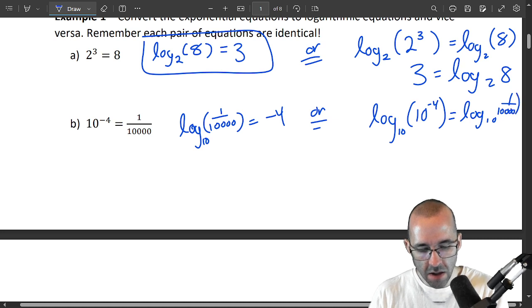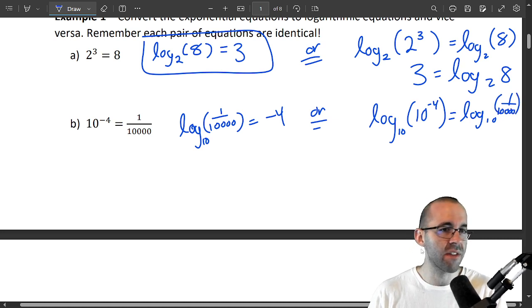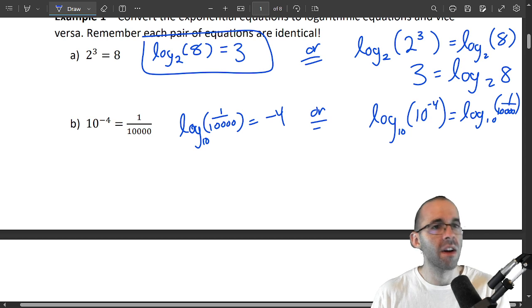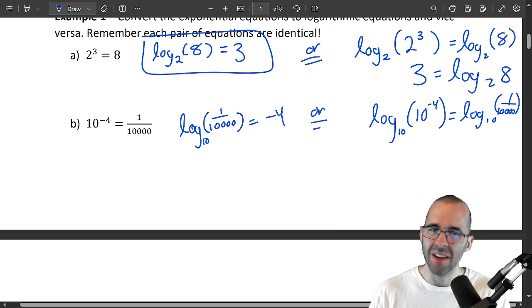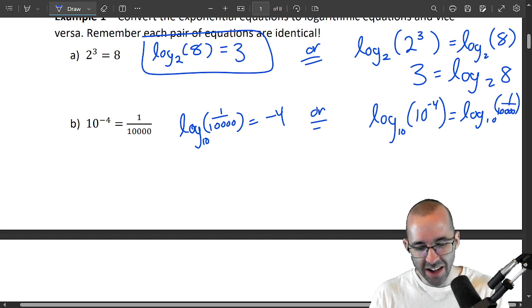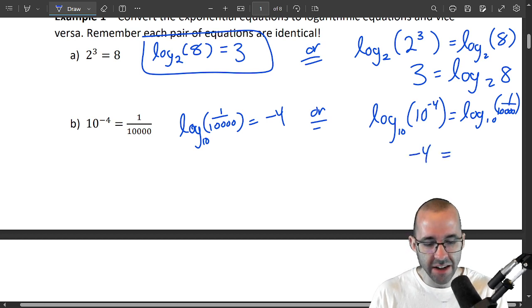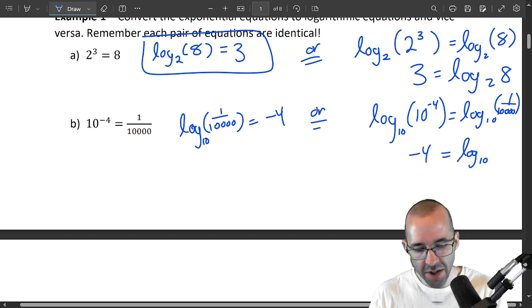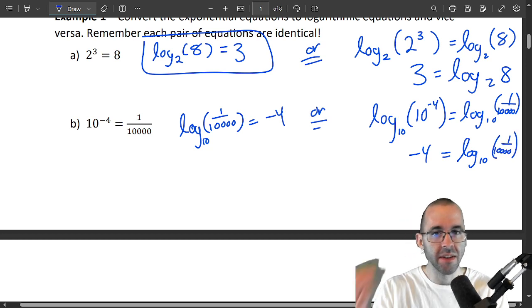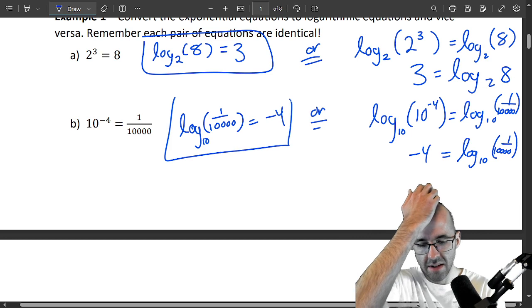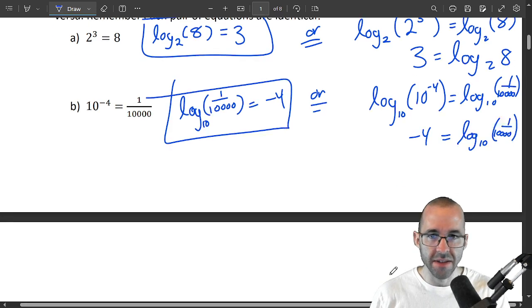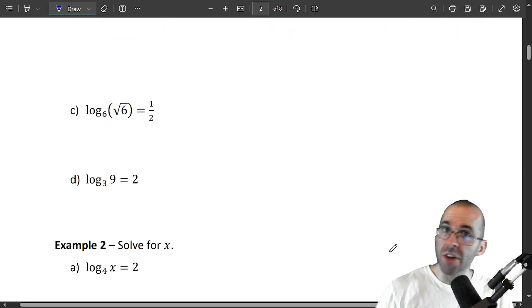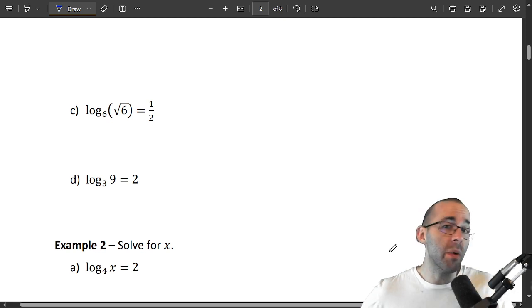And just like before, the left-hand side, these undo each other. The logarithm undoes the exponential function. And we're just left with that exponent, -4. And you can see that we have the same answer. Like so. Two ways of getting to the same answer. Now, can you go backwards? If we start with log form, can we get to exponential form?